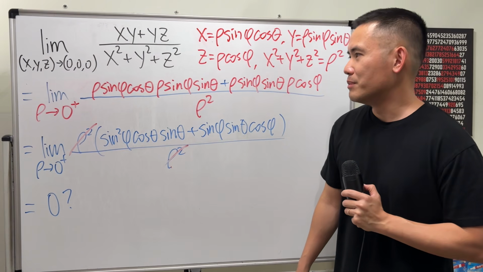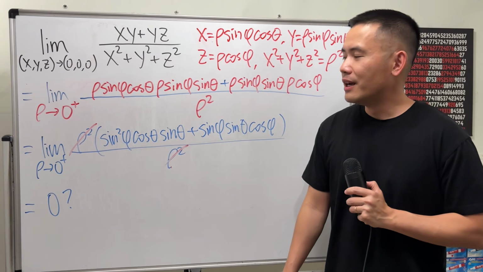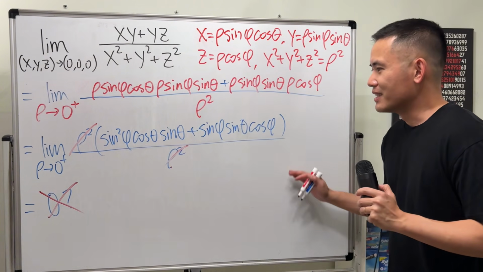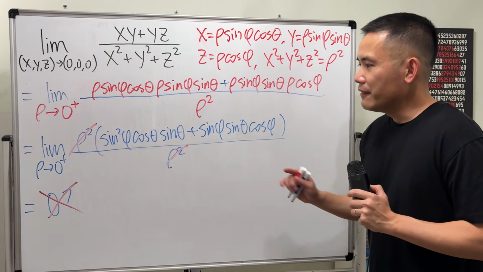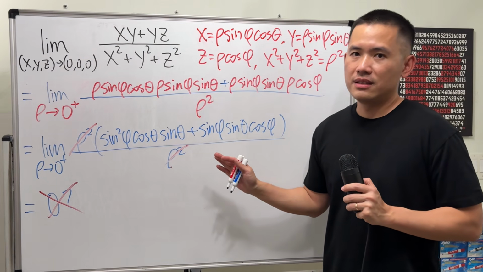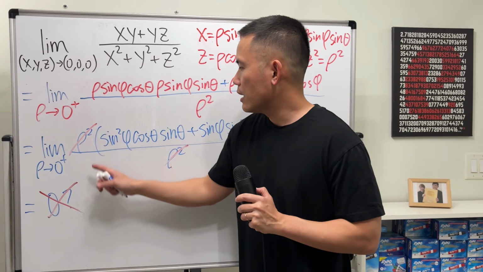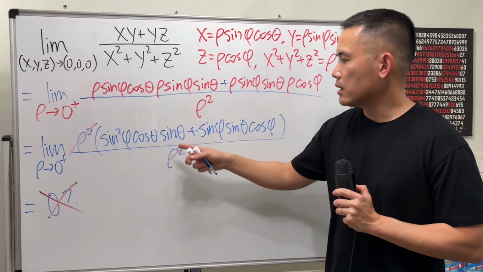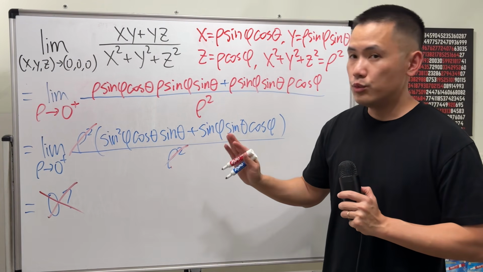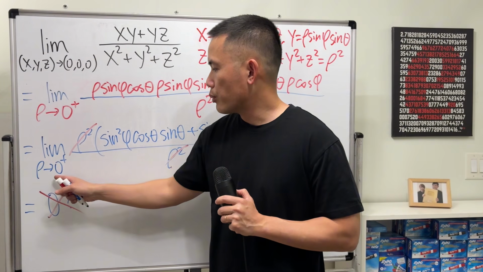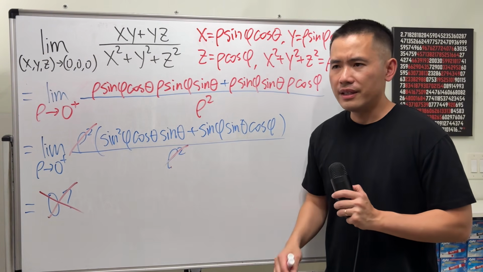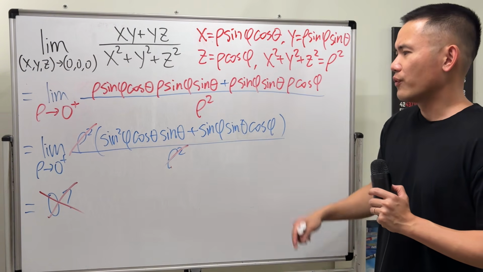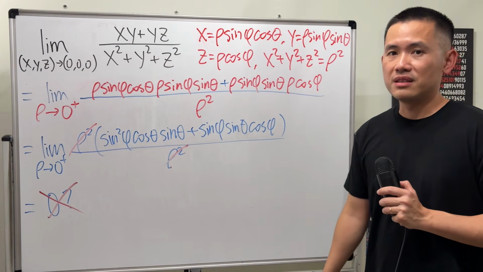In fact, I actually made a mistake when I was first doing this question on my own. I got careless a little bit. The answer is not 0. In fact, the answer does not exist, because at the end you can see that we don't have any rho's anymore. However, this expression depends on phi and theta, because remember, even though rho approaches 0, phi and theta can still be anything. So if you have different values, then you are going to get different values for the limit. This limit does not exist.